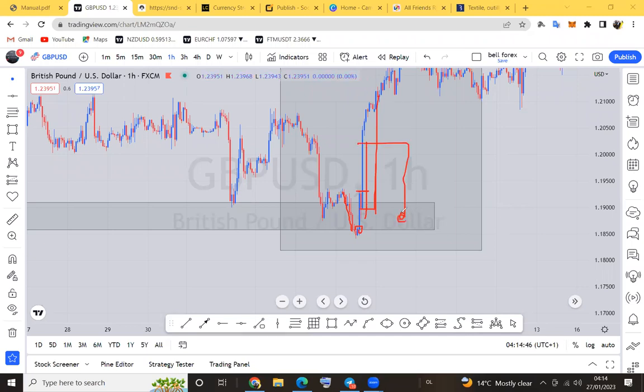So that's why when we're looking at structures, we'll be looking at mitigated structures and unmitigated structures. A mitigated structure is a structure whereby, when it was created, price came back to it and retested it. But when a structure is not yet mitigated, the structure is still fertile. And this particular action here, I believe there was a news event where all of these things happened.